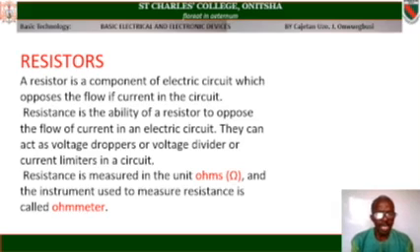Resistors. A resistor is a component of electric circuit which opposes the flow of current in a circuit. Resistance is the ability of a resistor to oppose the flow of current in an electric circuit. They can act as voltage droppers or voltage dividers or current limiters in a circuit. Resistance is measured in the unit ohms, and the instrument we use for measuring resistance is known as ohmmeter.